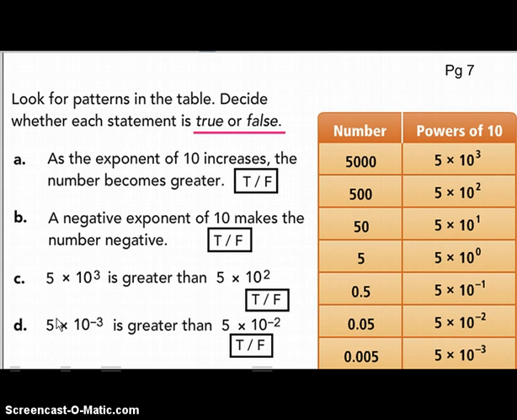A negative exponent of 10 makes the number negative. You know that that's false because a negative exponent means a number between 0 and 1. Letter C, 5 times 10 to the third is greater than 5 times 10 to the second. That is a true statement. Letter D, 5 times 10 to the negative third is greater than 5 times 10 to the negative second. That is false.